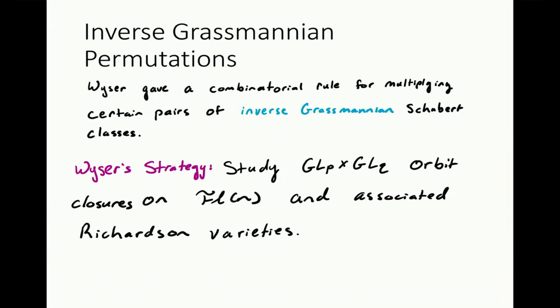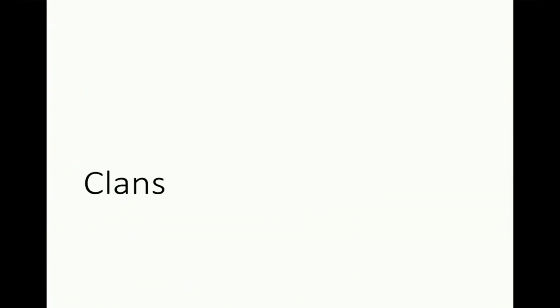Now, Weiser gave a combinatorial rule for multiplying certain pairs of inverse Grassmannian Schubert classes. Weiser's strategy was to study GL_P cross GL_Q orbit closures on the complete flag variety and look at their associated Richardson varieties. He was able to use these techniques, and in particular extract combinatorics in terms of objects called PQ clans, to understand the situation when you have pairs of inverse Grassmannians satisfying, as we'll see, maybe slightly restrictive conditions. So let's take a look at what goes into Weiser's rule.